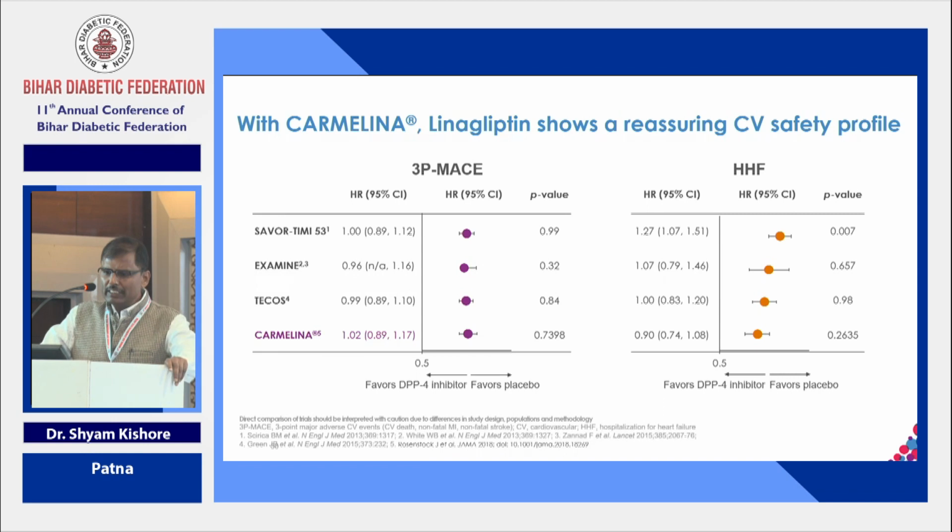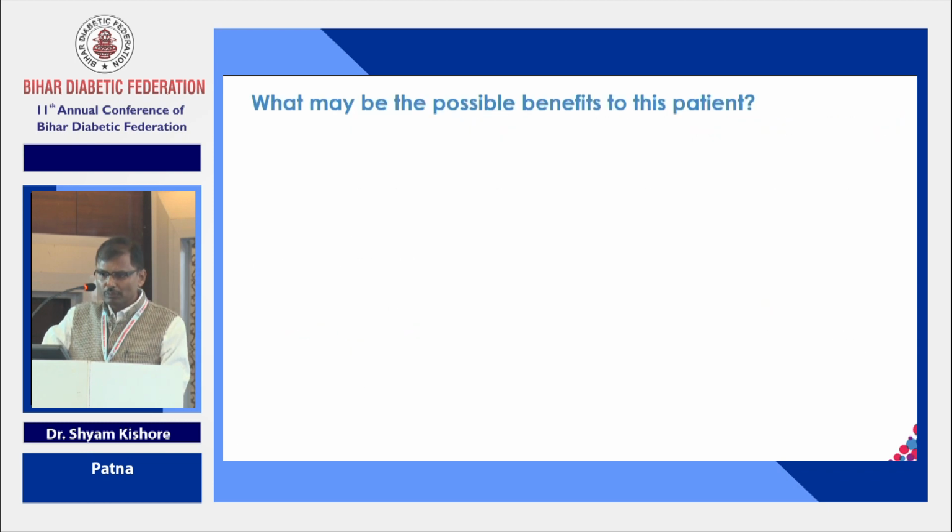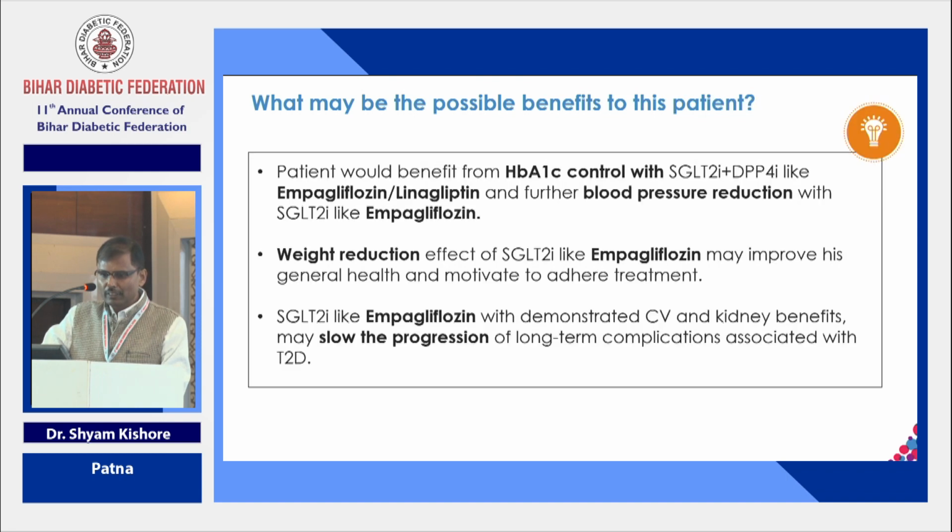The CAROLINA trial was a non-inferiority trial. Other than the SAVOR-TIMI trial, in which there was increased incidence of heart failure with saxagliptin, and the TECOS trial with sitagliptin, both were non-inferior from the cardiac safety point of view. So what possible benefit can we offer this patient?